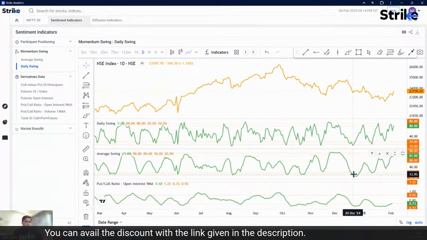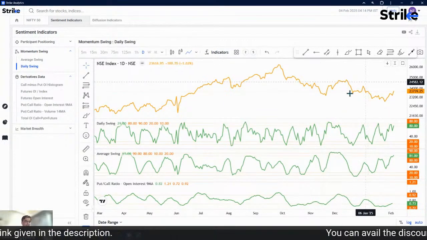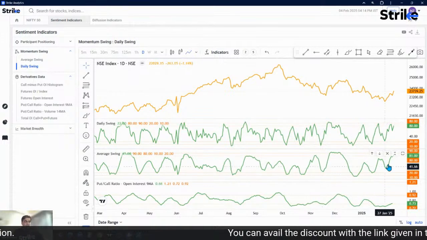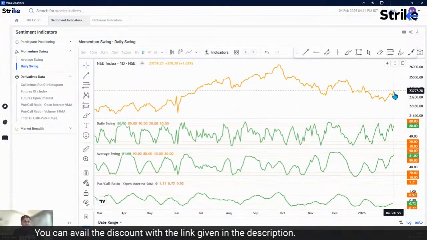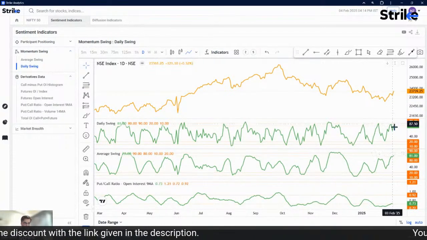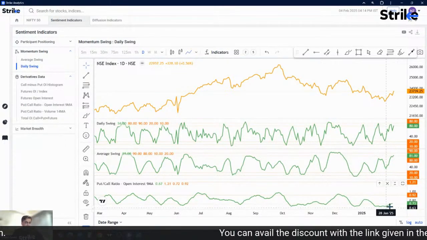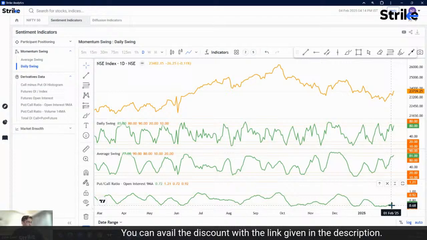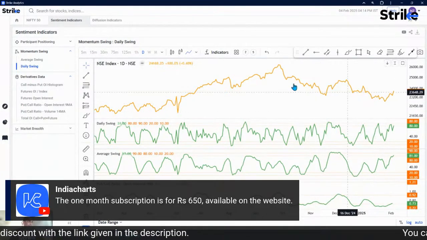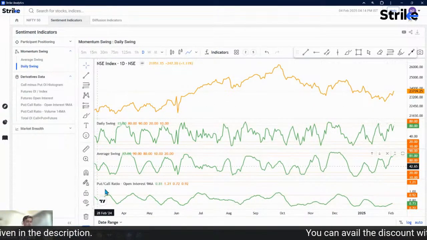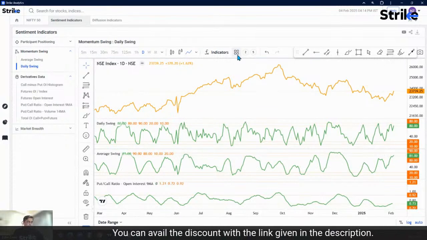Whenever all three coincide over here, there is a brighter chance of a bounce back. Now these two are at a higher end of an extreme. So what does it mean? For short term, you wait for these indicators to come down, and once daily swing and average swing are in their oversold territory, and the put call ratio, open interest indicator is rising, that would be a good time to enter.